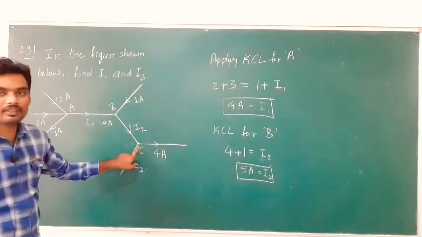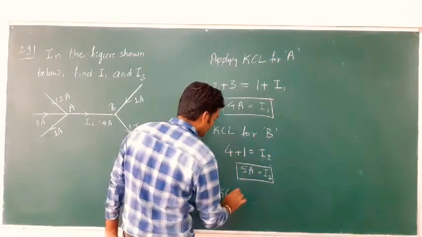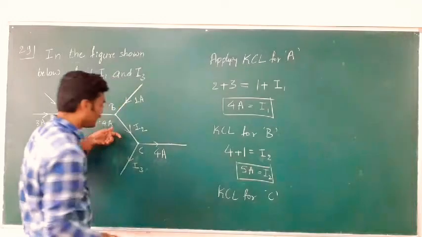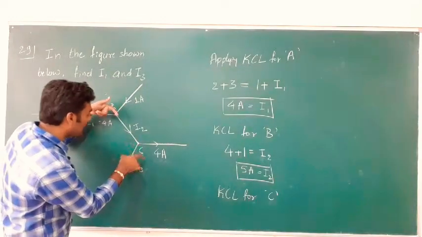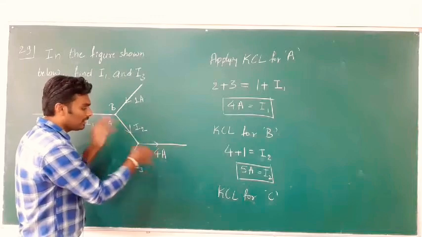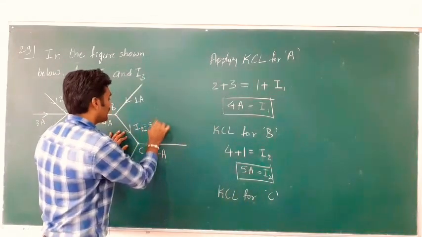Now, coming to point C, we can get I3 easily. Again, applying KCL for point C, what's the current entering? It's only I2 which is entering, right? This 4 ampere and this I3 are leaving. So, I2 is 5 ampere, which we have already calculated.